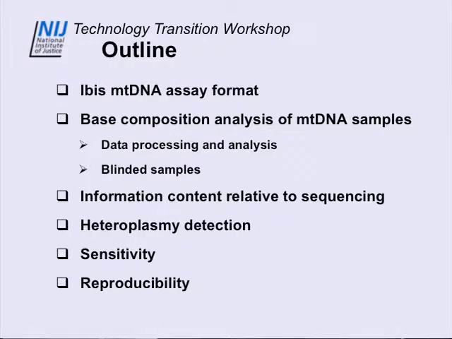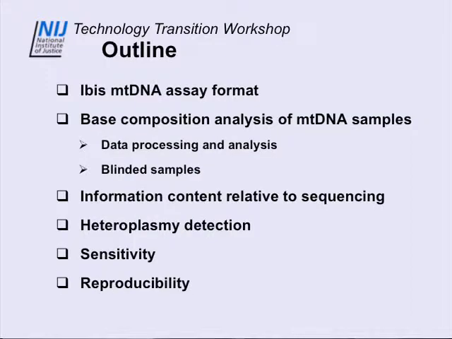The information content, how it compares to sequencing. Since we do base composition analysis, we get A, G, C, and T counts for PCR amplicons. We don't sequence them. How much information can we get from base compositions? How does that compare to if you sequence the whole region that you're looking at? What it looks like when we can detect heteroplasmies, mixtures. Les is going to talk in detail about analyzing mixtures. I'm just going to give a brief introduction to what the data look like. The sensitivity is similar to sequencing, and a little bit about the reproducibility we've seen in this platform with this assay.